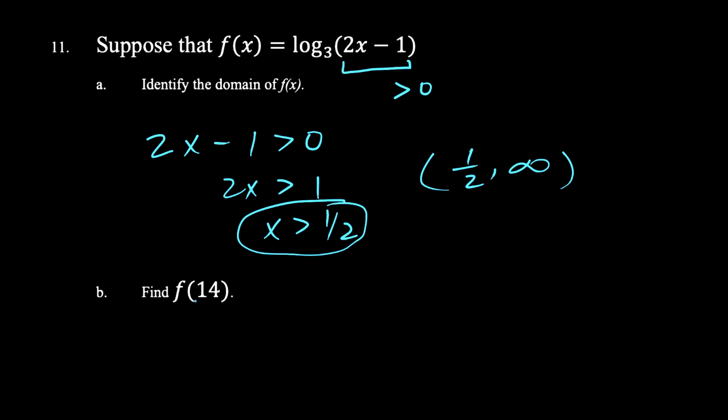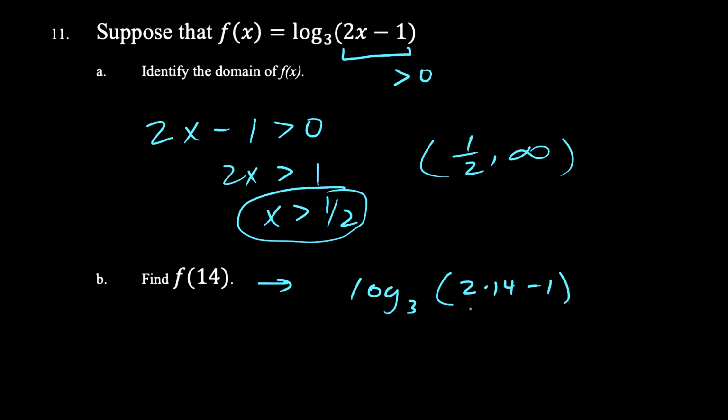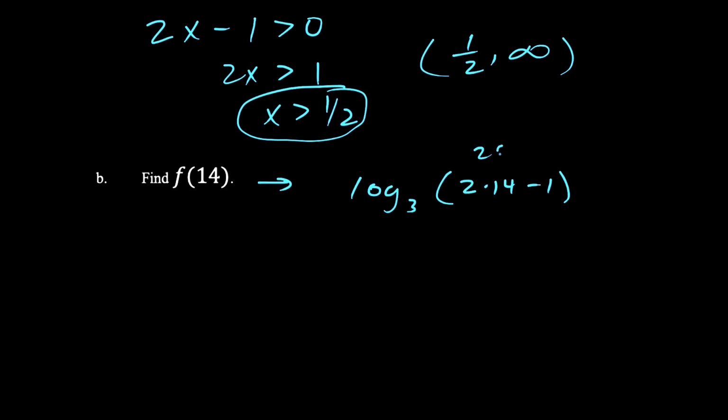F of 14 just means we're going to let x equals 14 and solve it. So that means our answer is going to be log base 3 of 2 times 14 minus 1. 2 times 14, 28. So we're going to have 28 minus 1. So we're going to have log base 3 of 27, which again, we might know this by now. 3 to some power is 27. And if we don't know it, we can just say, okay, this is always going to equal our answer. In our case, we're going to say y. So it'd be 3 to the y is 27.